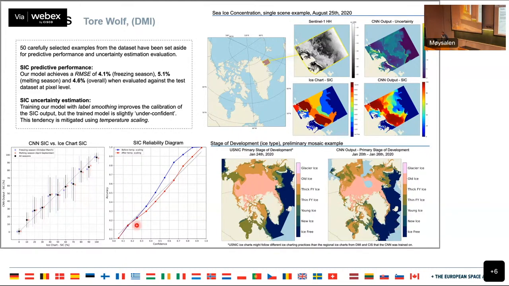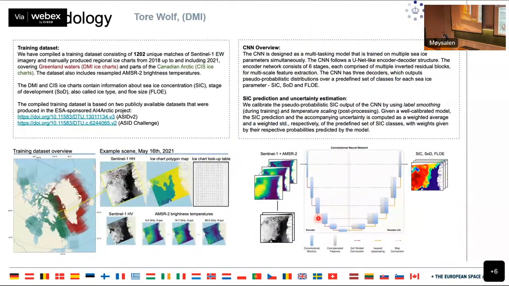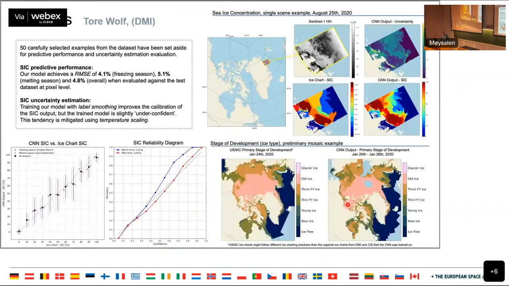And then they were looking at how the sea ice concentration compares to the ice chart, and also what is the reliability and the uncertainty estimate of the CNN. And then they had to adjust uncertainty because it was a little bit overestimated. And in fact, this UNet is quite a standard approach now. So most of the authors in the other presentations are using this UNet for sea ice classification.